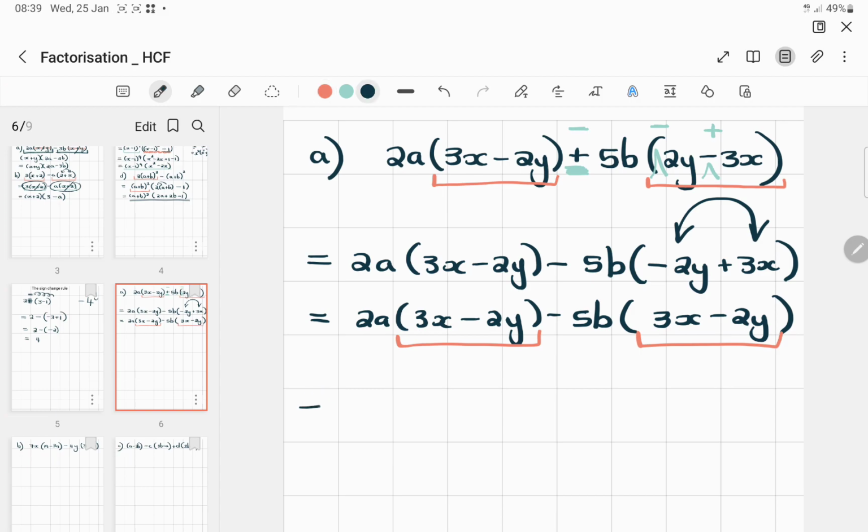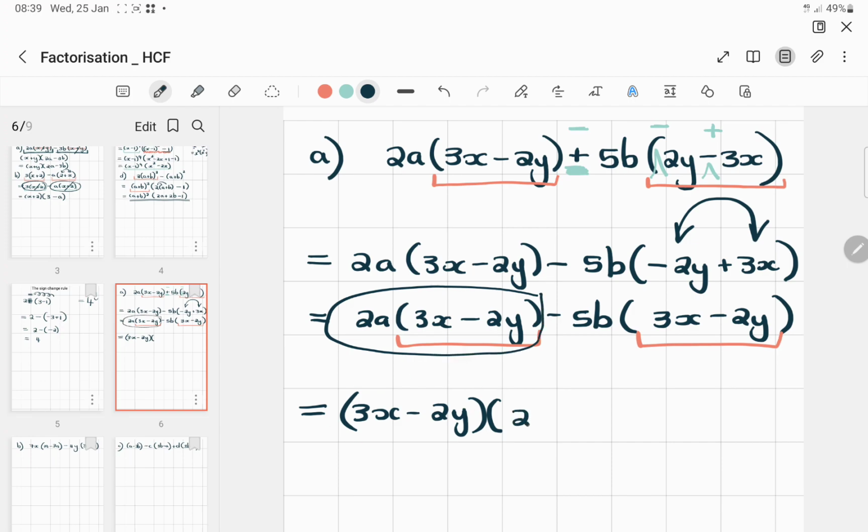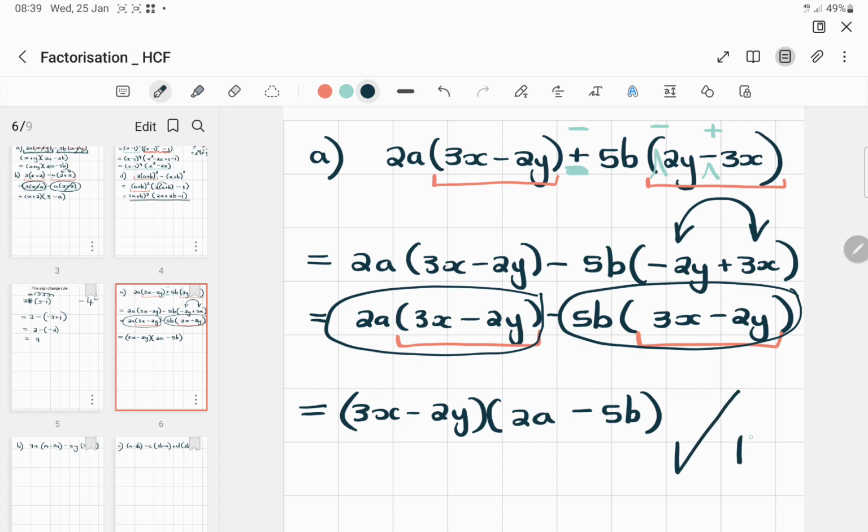And then we can take out that common bracket like we've seen in our previous slides. And then what is left? If you divide this term away with this, you'll be left with 2a minus 5b. Again, if you take this term and you divide that bracket away, then you're left with negative 5b. And there's your answer.